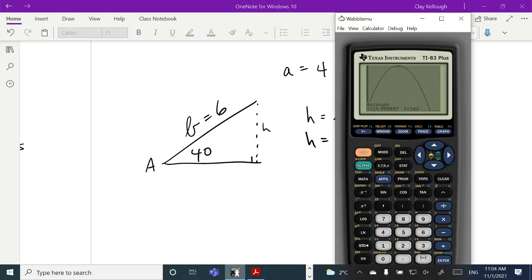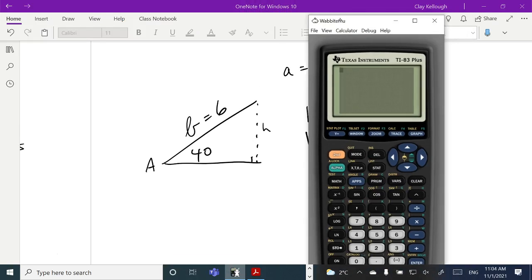No? Okay, I'm going to punch buttons with you and see. Okay, well, I got to get out of this graph that I was doing with my other class.